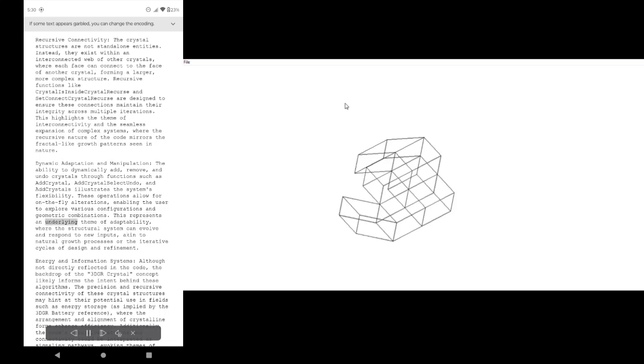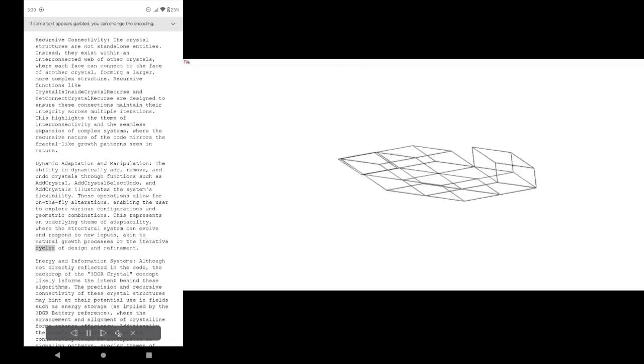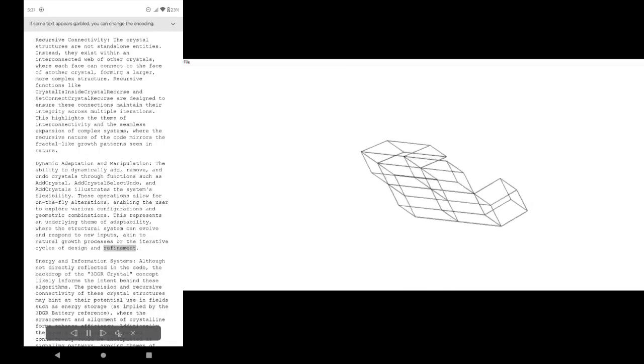This represents an underlying theme of adaptability, where the structural system can evolve and respond to new inputs, akin to natural growth processes or the iterative cycles of design and refinement.